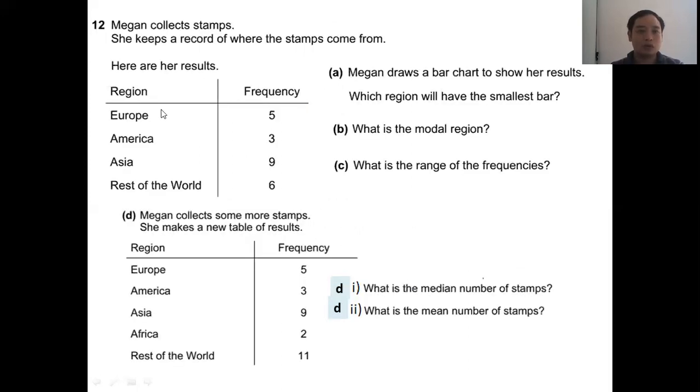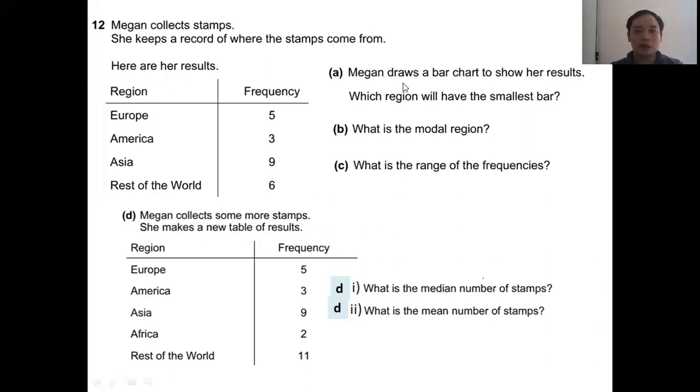Question 12. Megan collects stamps. She keeps a record of where the stamps come from. Here are her results. Region, frequency. So frequency is the number of stamps that she collects. Europe, 5 stamps. America, 3 stamps. Asia, 9 stamps. Rest of the world, 6 stamps.